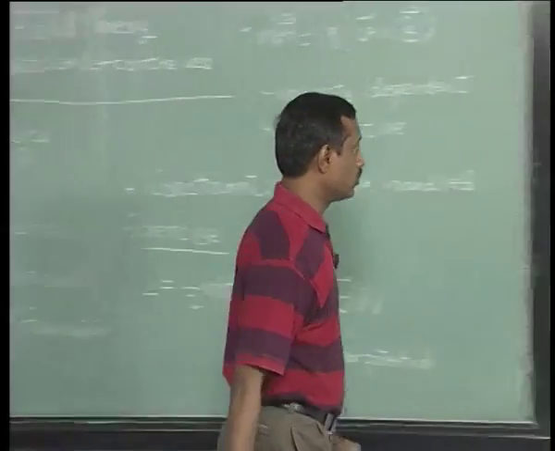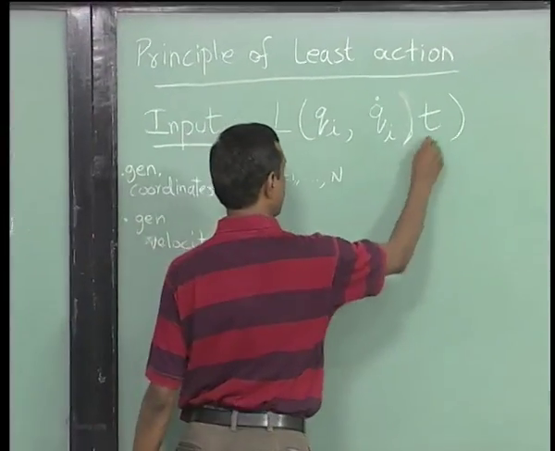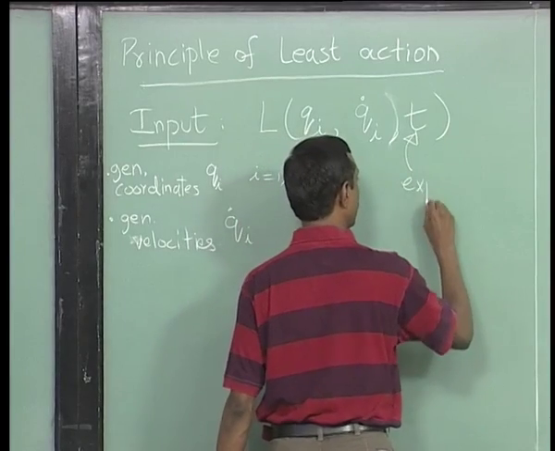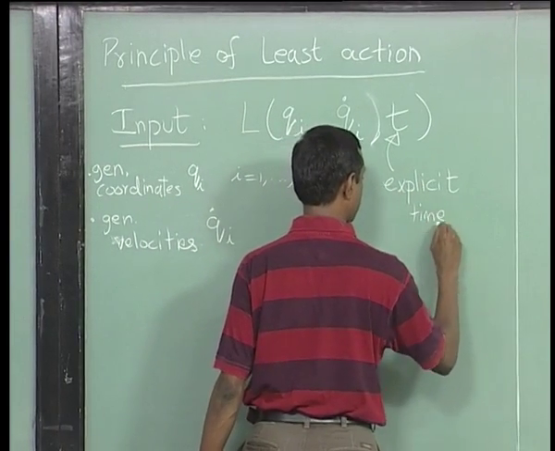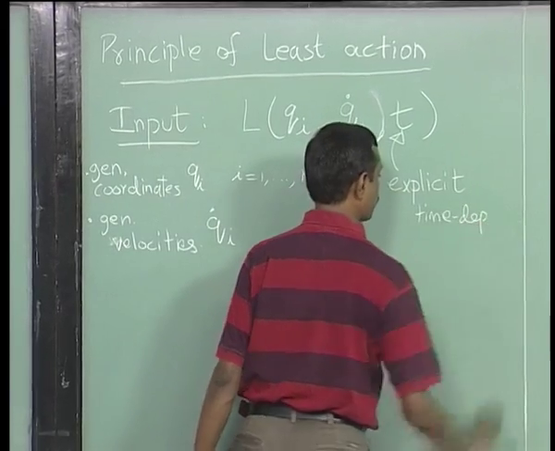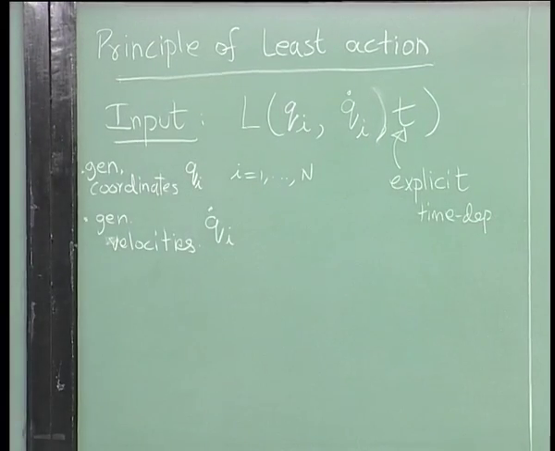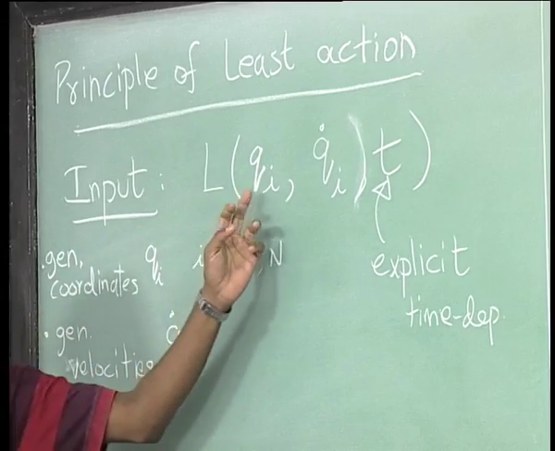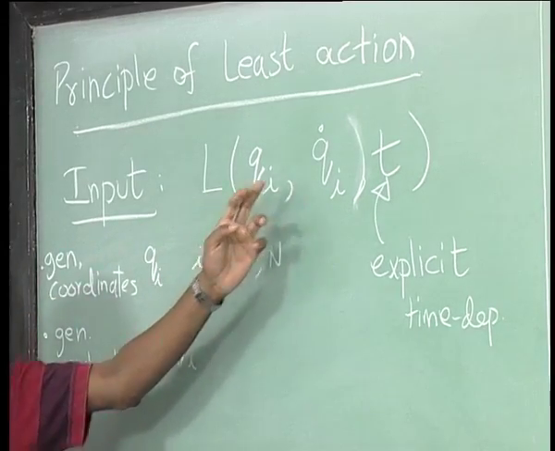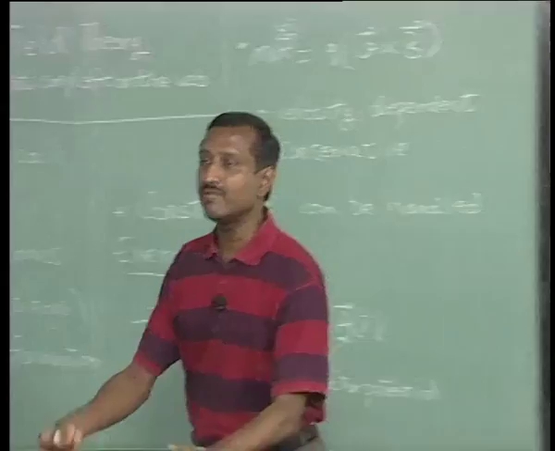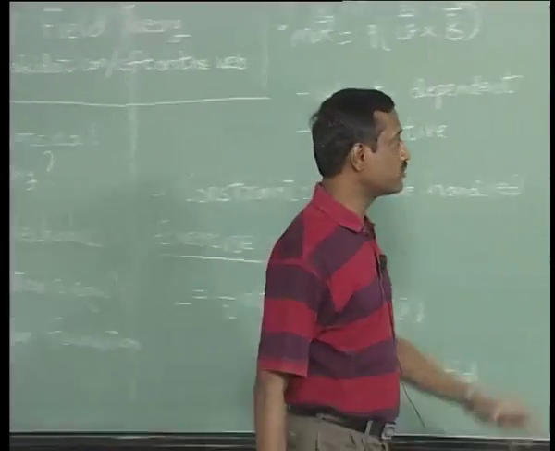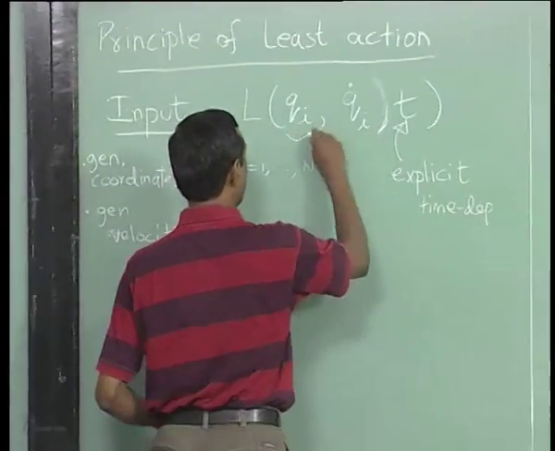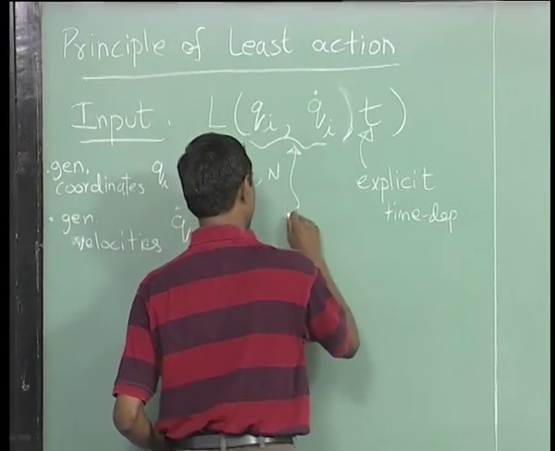So, this is what we will call explicit time dependence, as opposed to implicit time dependence, because both coordinates and velocity can have time dependence through their arguments, they can vary with time. So, this we will say is explicit time dependence, while this gives you implicit time dependence.